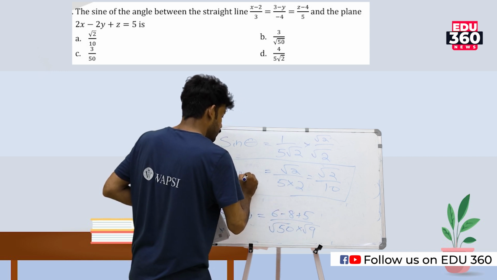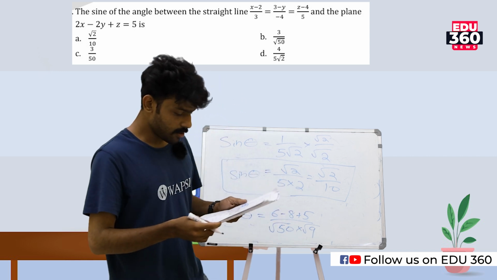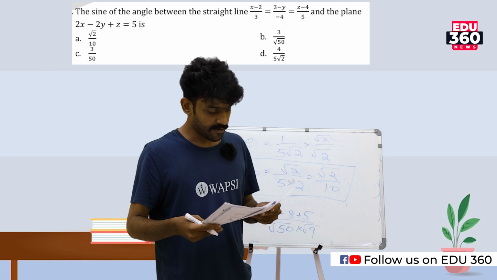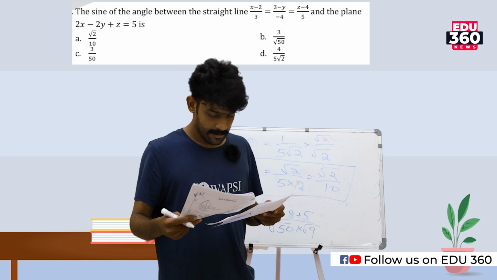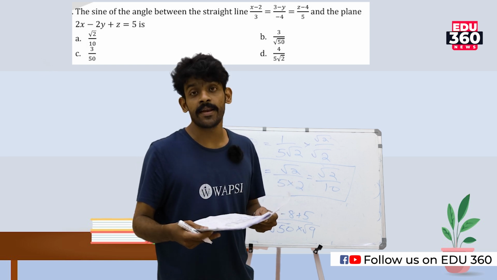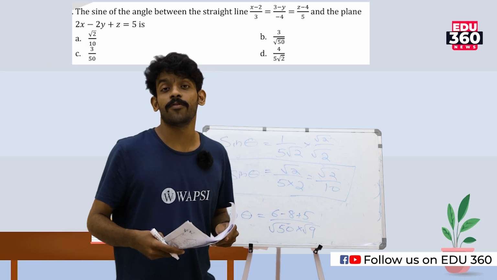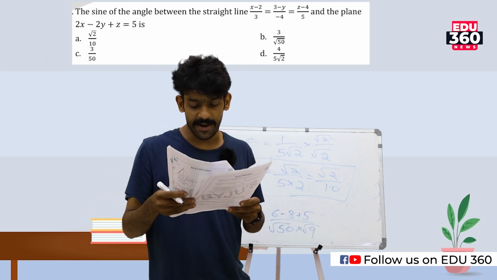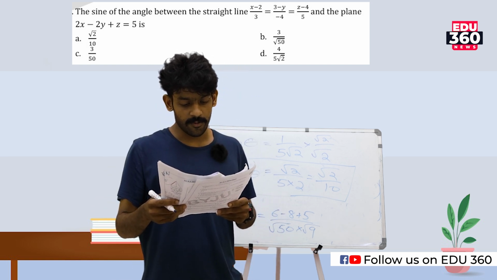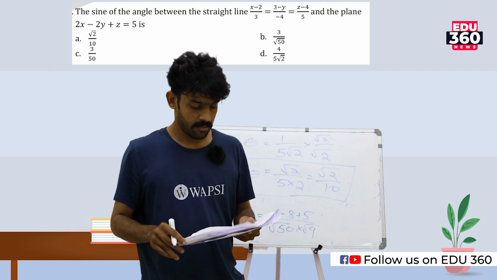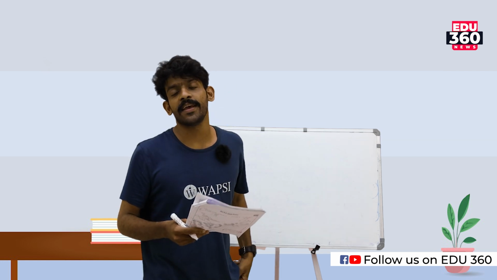So for this question, the correct answer is option A. What is option A? Option A is root 2 divided by 10, the correct answer for the first question. Now we can move to the second question, my dears.